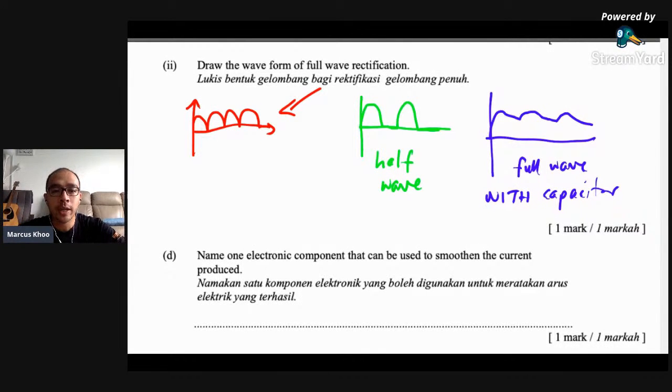Sorry. Name one electrical component that can be used to smoothen the current. Smoothen the current. So this one is capacitor.